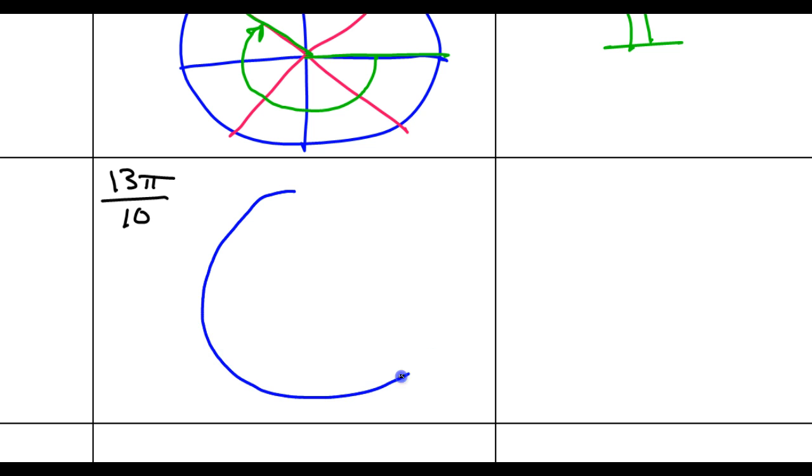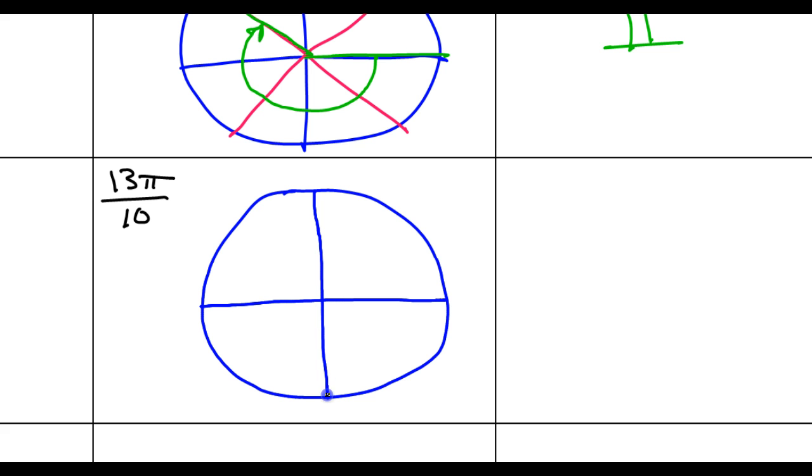Okay, so again, this is not a special angle, so we have to be careful how we sketch it. So there's our x-axis and our y-axis, alright? So this is pi over here, so this is like 1 pi, if you will. Right here, this is half of pi, so as a decimal, this would be 0.5 pi.